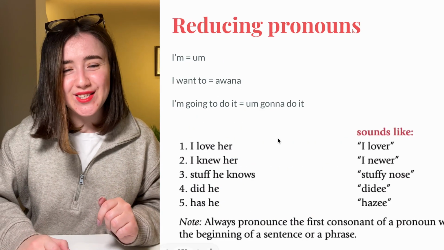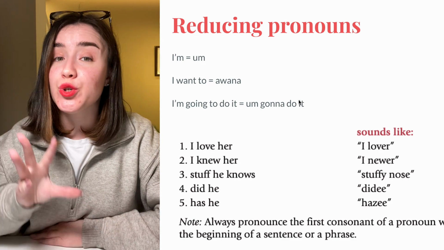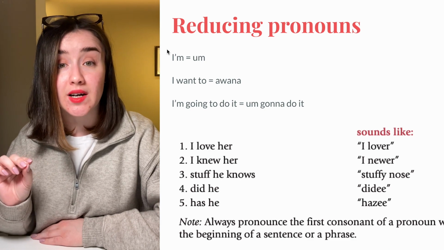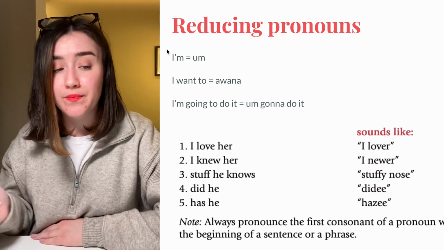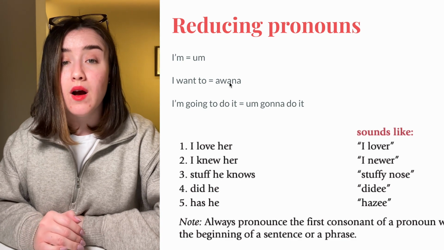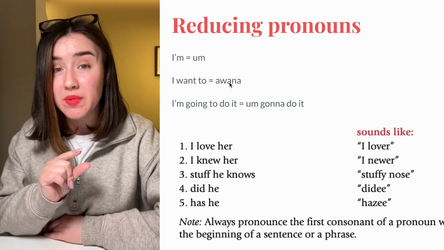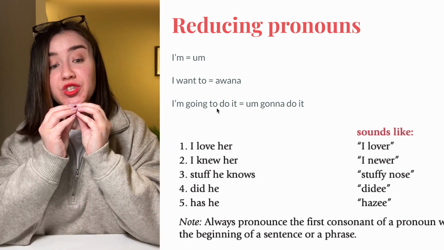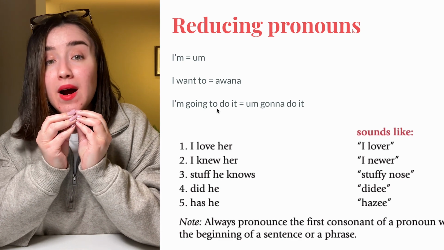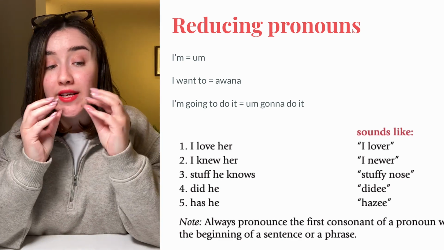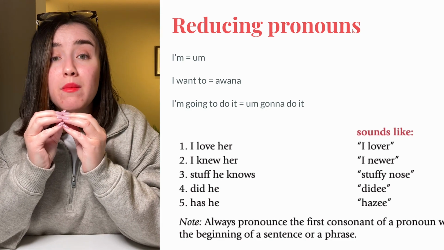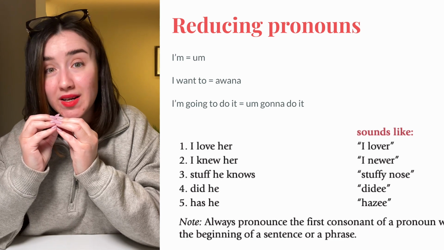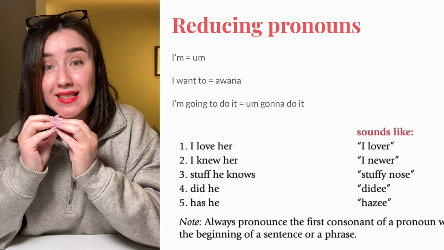Okay. So, we are also going to reduce pronouns and we're going to talk a little bit more about that. So, I am can become like, I'm going to do it. I want to can become a wanna, right? I want to do it. And then I am going to squishes together to I'm going to do it. Or even I'm gonna do it. Amma is I'm gonna is I am going to.